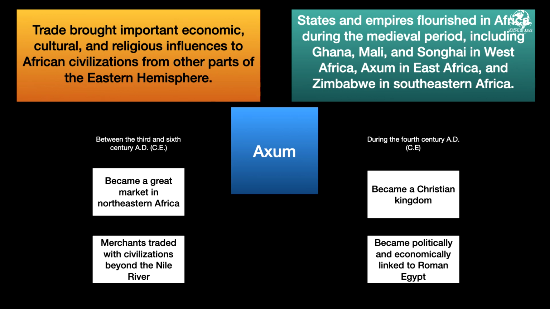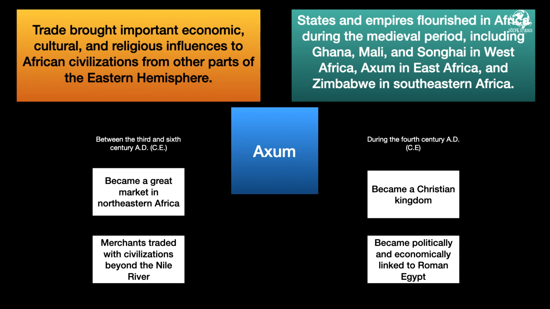So the first civilization we're going to talk about, or kingdom I should say, is Aksum. Now, Aksum between the 3rd and 6th century AD or CE became a great market in the northeastern African continent. Merchants traded with civilizations beyond the Nile River. Then the other part of the information you need to know is that during the 4th century AD, they became a Christian kingdom, which is weird.